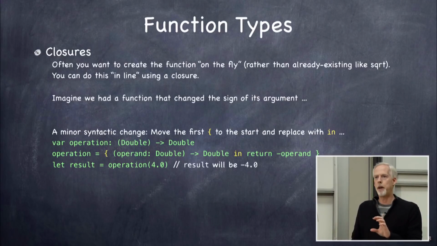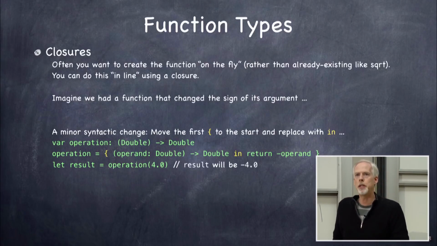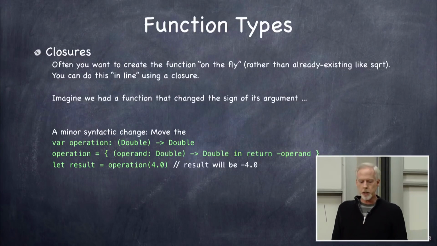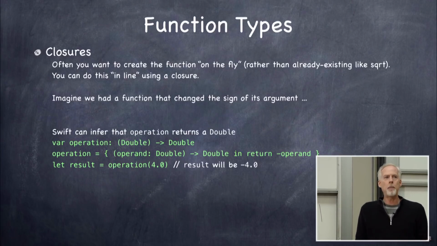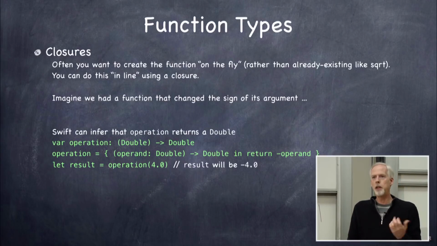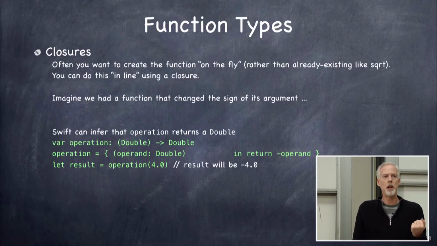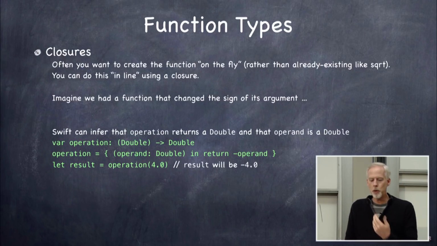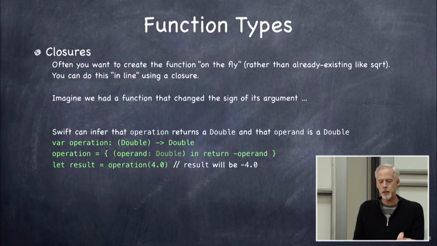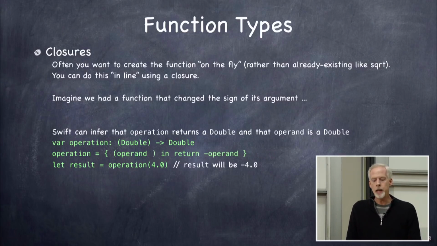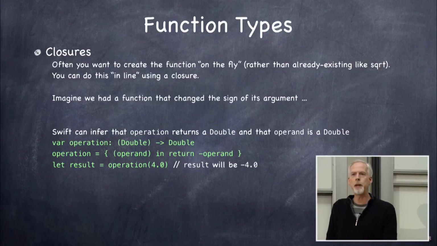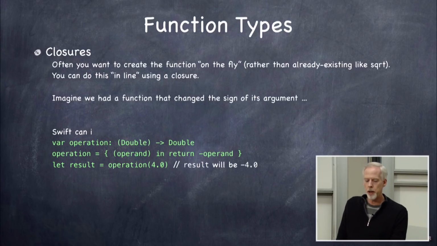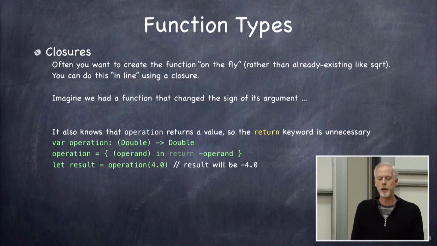But it gets much better than this because we have type inference in Swift. And Swift can absolutely go to town here because it knows a lot about what's going on. For example, Swift knows that this operation thing returns a double. So you don't need to say returns double there. So just take that out. It also knows that the operand is a double. Okay? So you don't need to say that that operand is a double. You can take that out. It also knows that this function returns something, so you don't need the keyword return minus operand there, so we can take that out as well.